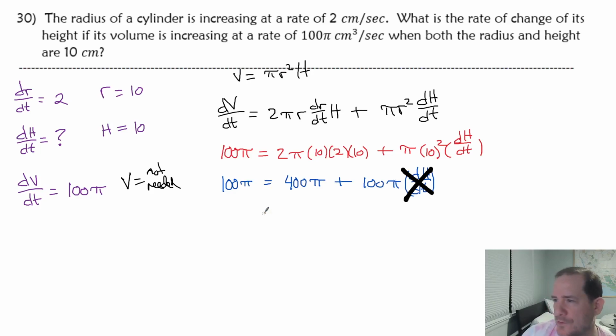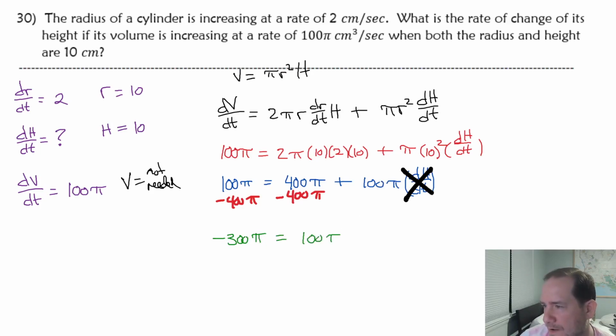That means our only move is to actually be subtracting 400 pi from both sides. We'll do that first, leaving us with negative 300 on the left-hand side. Negative 300 pi, I mean, of course. And then we've got the positive 100 pi as a coefficient on our dh/dt. So now to isolate dh/dt, we've got to divide by 100 pi. That gets the 100s to cancel, the pi's cancel. We've now isolated dh/dt.